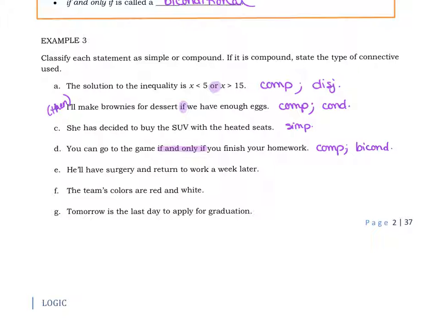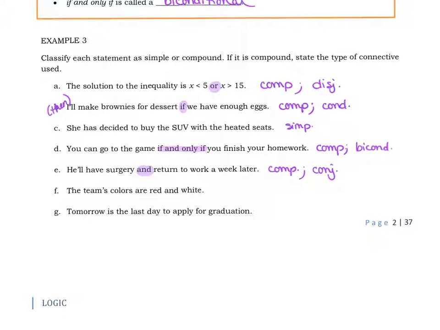He'll have surgery and return to work a week later. Simple or compound? Again, more than one idea here. He'll have surgery, there's one idea. Returns to work, there's another idea. So this is a compound statement. And that word and in there is our indicator, our giveaway, if you will, that this is a conjunction. The word and is a conjunction.